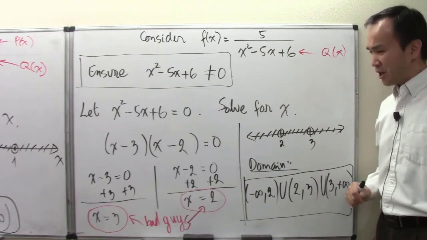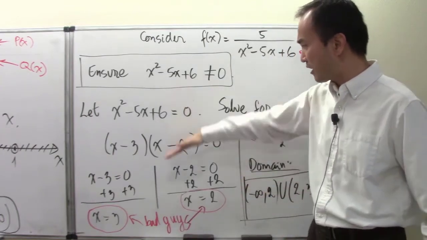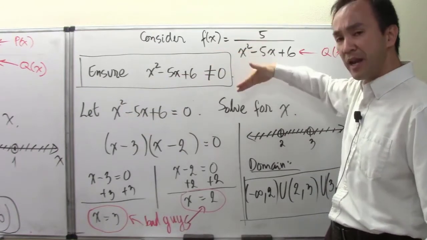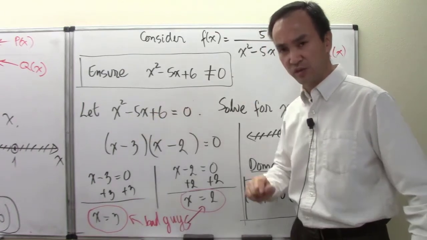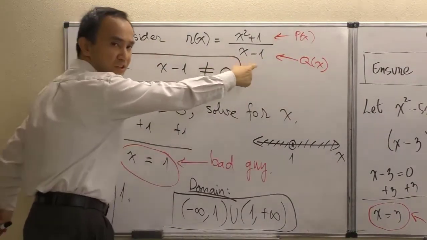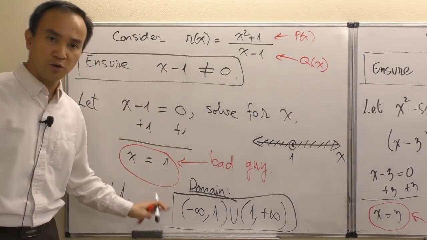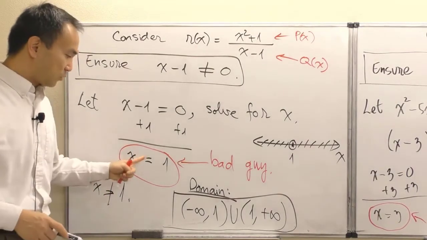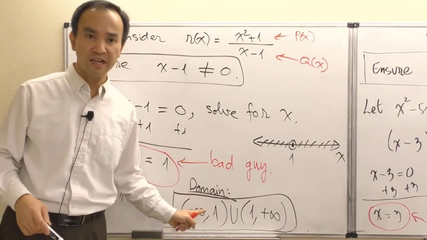All right, so the similarity between the 2 problems I brought up as demos is that we have to start out by setting our denominator polynomial equal to 0. I set that x squared minus 5x plus 6 equals 0. On this board, our denominator was simply x minus 1, and I set that equal to 0. Upon solving that, we call those solutions the bad guys, those zeros of the denominator. Then we exclude the bad guys, and we write our remaining domain in interval notation.